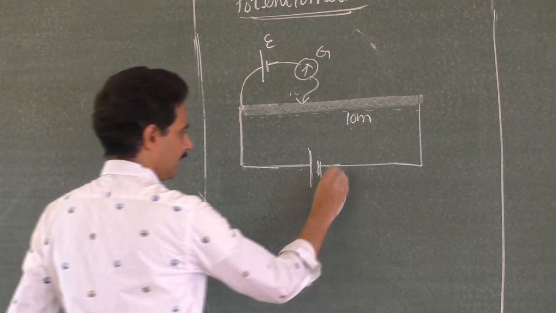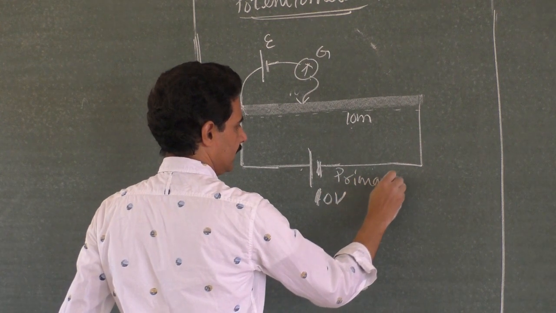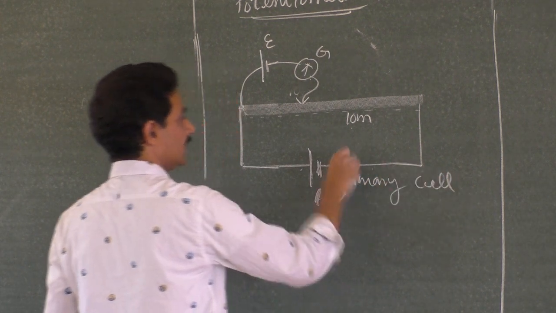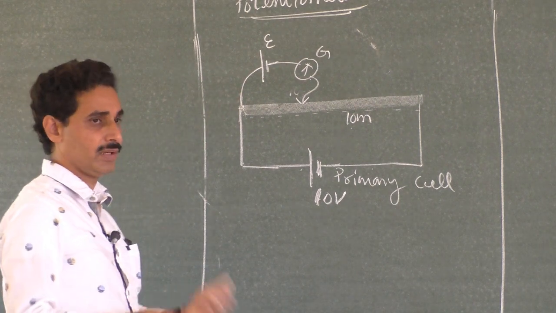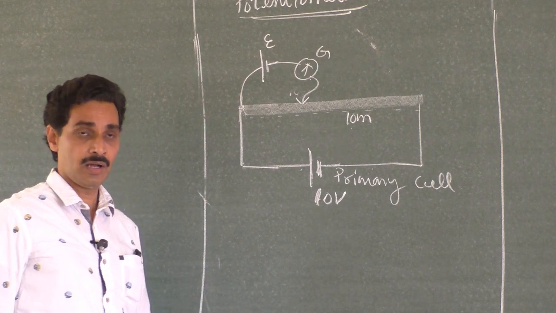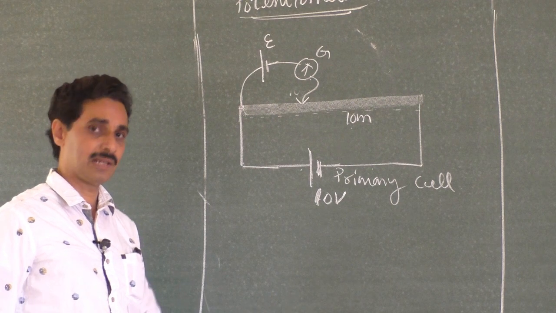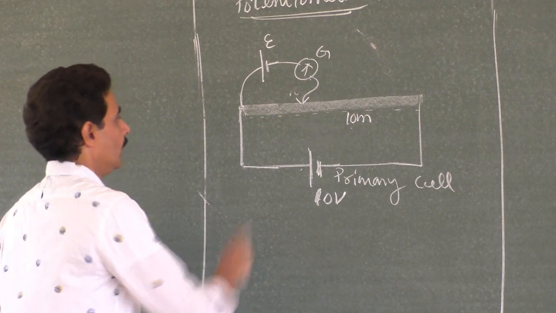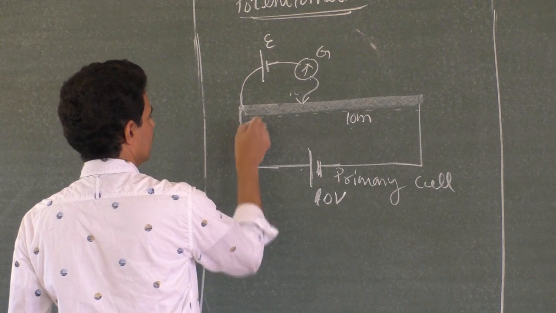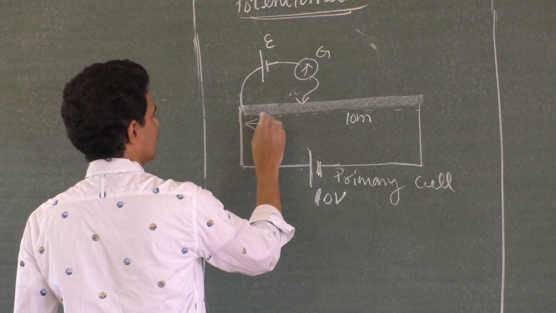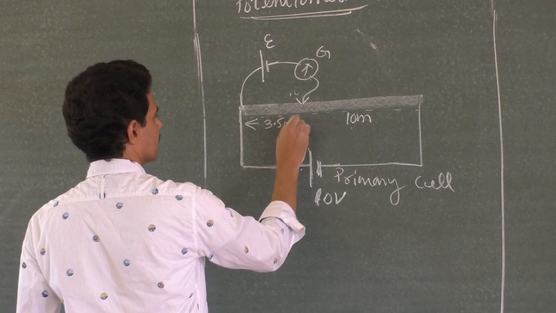This is the primary cell. Primary cell is the one which gives energy to the wire, the potentiometer wire. Secondary cell is the experimental cell, of which EMF is to be found out, or internal resistance has to be found out. You have connected the battery here, and there is a balancing length here. Say the balancing length is some 3.5 meters.